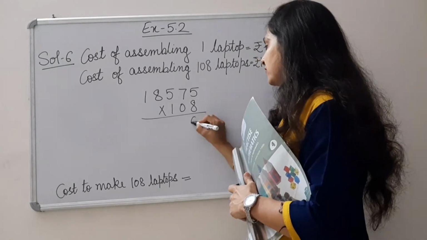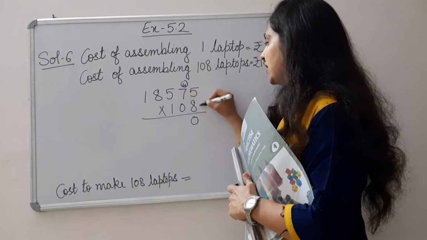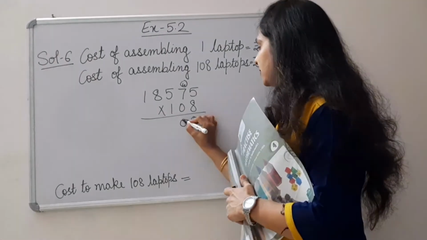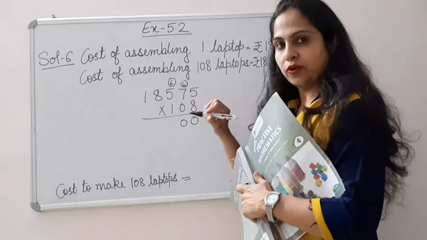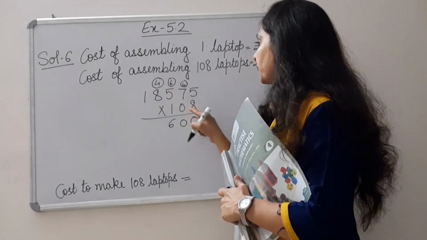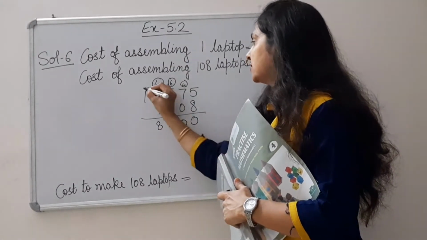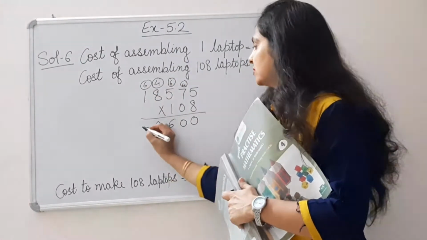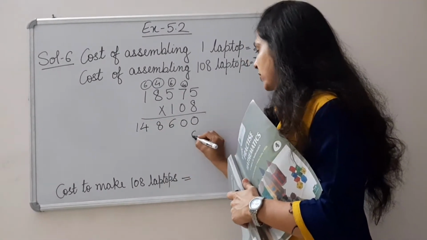8 5s are 40, 4 carry. 8 7s are 56, 56 plus 4, 60, 6 carry. 8 5s are 40, 40 plus 6, 46, 4 carry. 8 8s are 64, 64 plus 4, 68, 6 carry. 8 1s are 8 plus 6, 14. Fine. Now we have to write 1 0 over here.